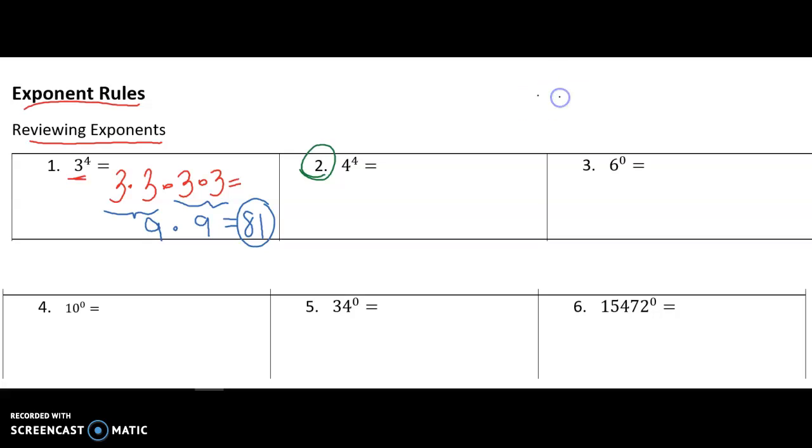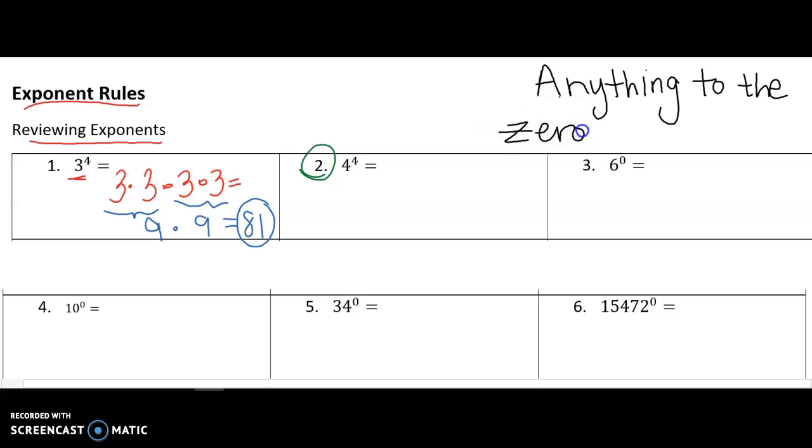you write this down. Anything to the 0 power equals 1. Anything to the 0 power equals 1. So here on number 3 we have 6 to the 0 power. Therefore our answer is 1.